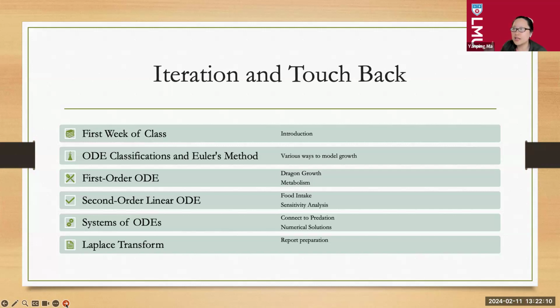So we will be talking about the dragon growth, and we talk about metabolism very shortly next week. And later throughout the semester, when we talk about each of those topics, second order linear ODE or systems of ODE, we are going to touch different topics of food intakes and see a few words about what exactly the sensitivity analysis is. And then we're going to introduce a predator-prey model and ask students to modify it. And then ask students to try to use Euler's method to solve systems.